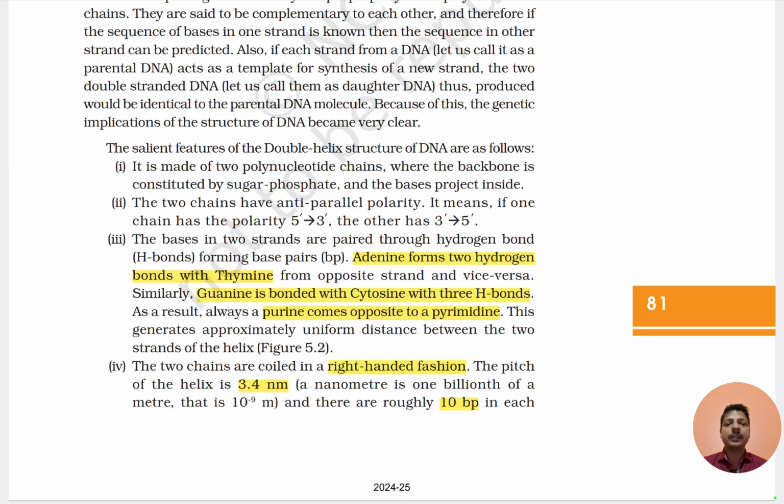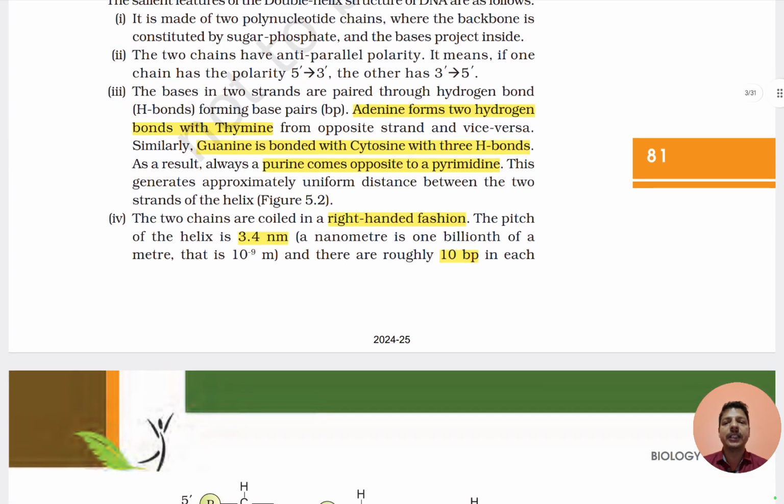The bases in the two strands are paired through hydrogen bonds, forming base pairs. Adenine forms two hydrogen bonds with thymine from the opposite strand and vice versa. Similarly, guanine is bonded with cytosine with three hydrogen bonds. As a result, a purine always comes opposite to a pyrimidine, and this generates an approximately uniform distance between the two strands of the helix.